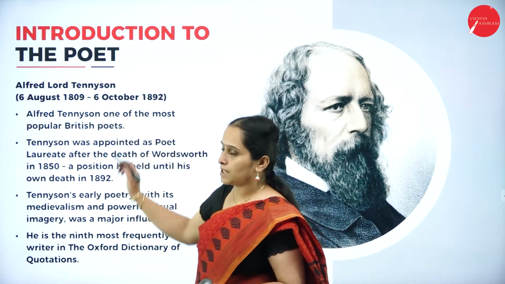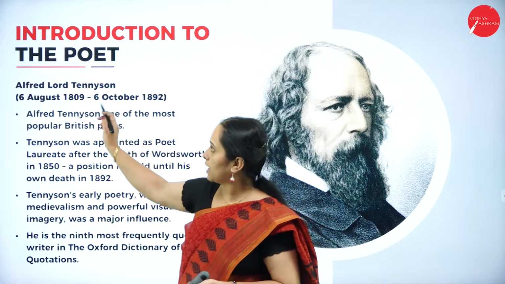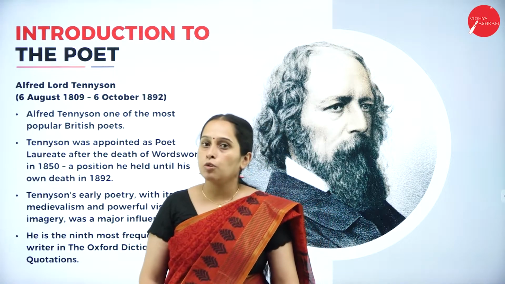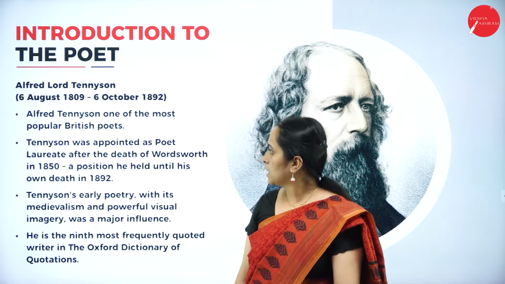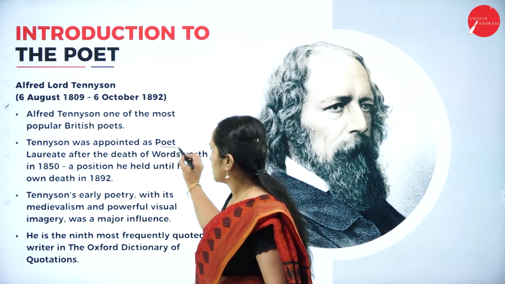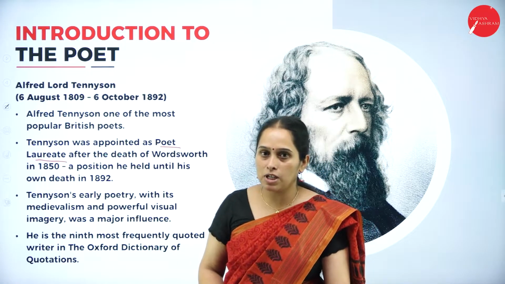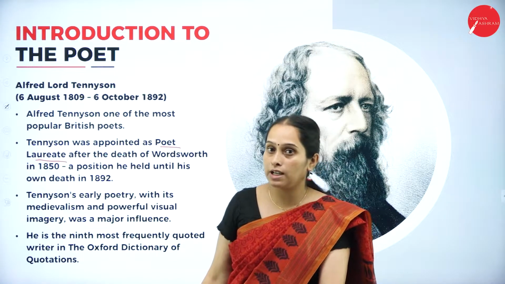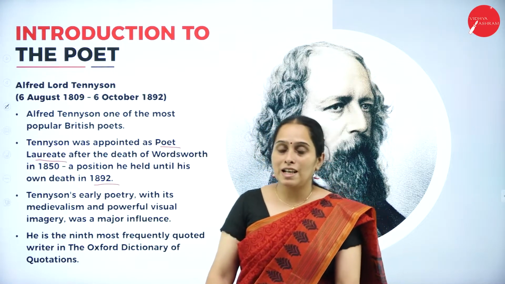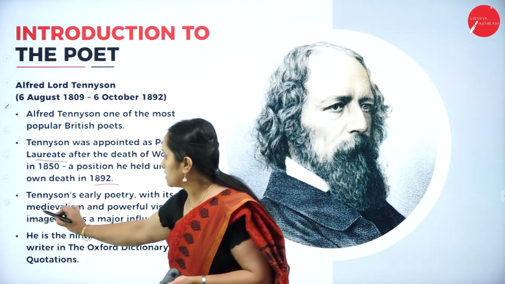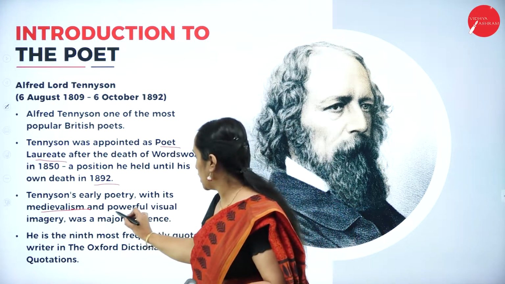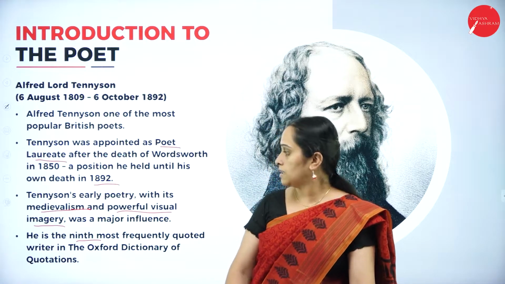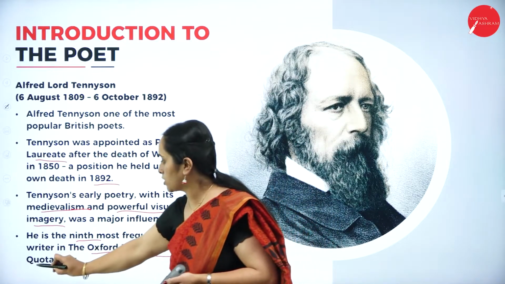Poet Alfred Lord Tennyson was born on 6th August 1809 and he lived up to 6th October 1892. Alfred Tennyson was one of the most popular British poets. Tennyson was appointed as Poet Laureate after the death of William Wordsworth in the year 1850, and he held this position until his own death in the year 1892. Tennyson's early poetry, with its medievalism and powerful visual imagery, was a major influence. And he is the 9th most frequently quoted writer in the Oxford Dictionary of Quotations.